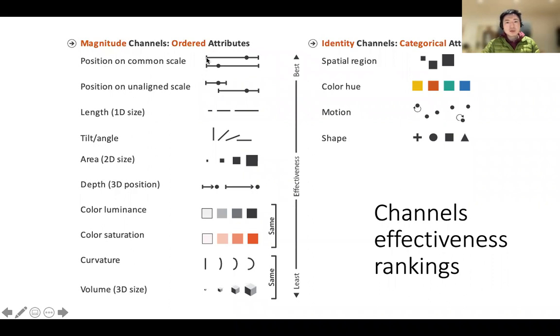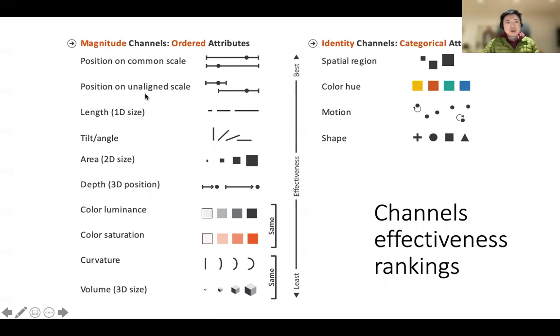So that means we have these two values you want to represent, and you can use X coordinates or Y coordinates, in the sense that it's similar. And common scale means they start at the same point and represent the same amount of value, the same length. So for example, maybe this represents 100 in this case, and this also represents 100 in this case. So that's the most effective one.